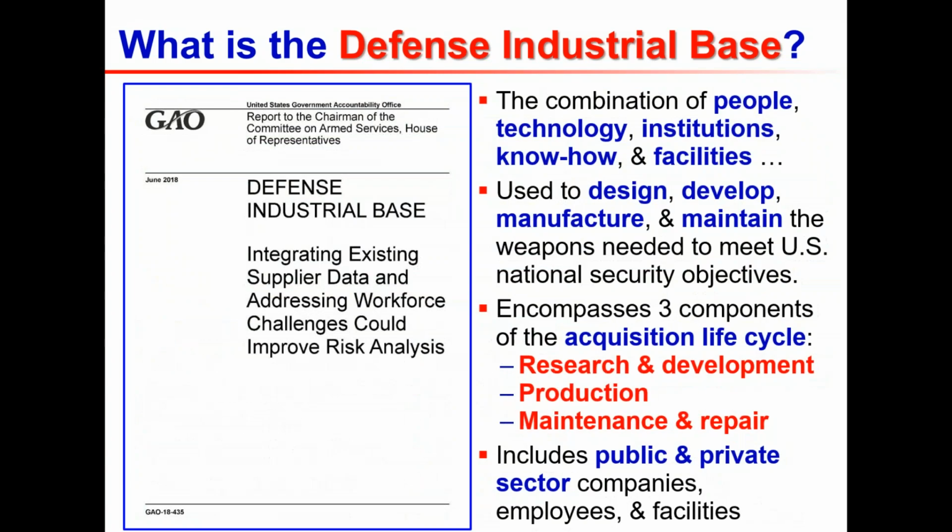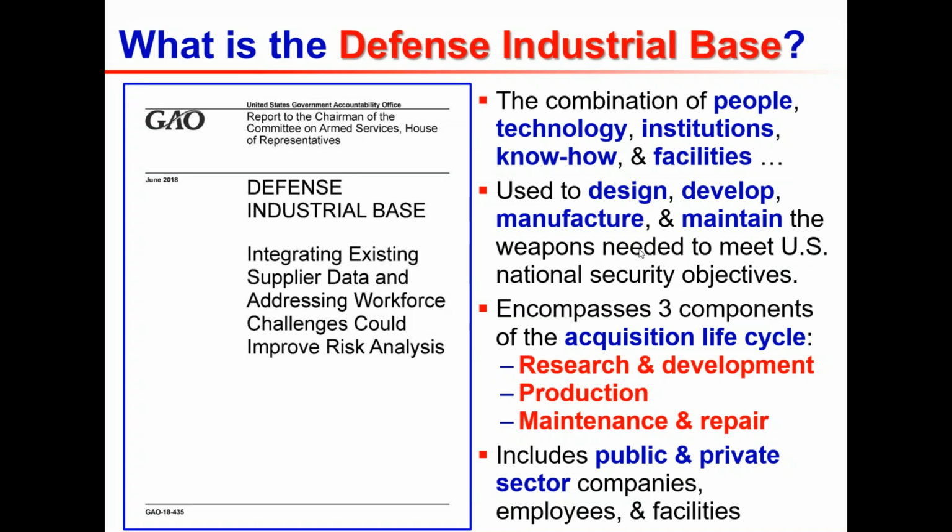So for my purposes, the first thing I referred to is the GAO report I gave you, or excerpts of it. The GAO periodically does reports on the defense industrial base. I was curious how the GAO, the Government Accountability Office, defines the industrial base. They define it as the combination of people, technology, institutions, know-how, and facilities. So that's interesting. It includes the people and the know-how, not just the physical things. Used to design, develop, manufacture, and maintain, so not just the manufacturing portion, the weapons needed to meet U.S. national security objectives. It encompasses three components of the acquisition lifecycle: research and development, production, and maintenance and repair.